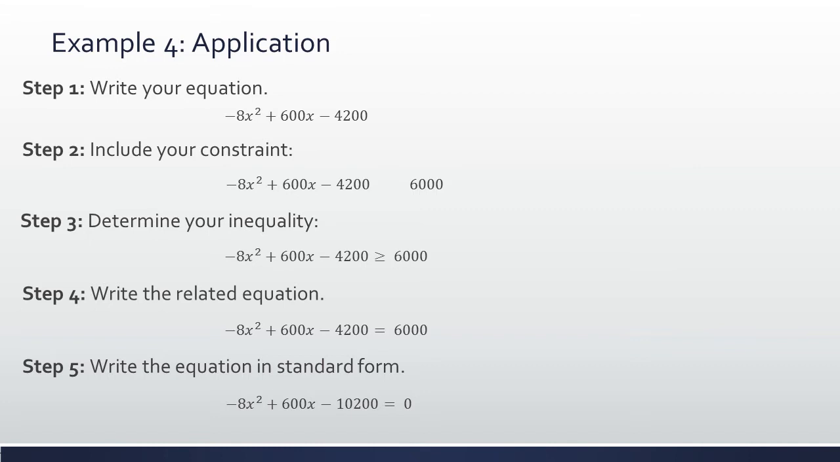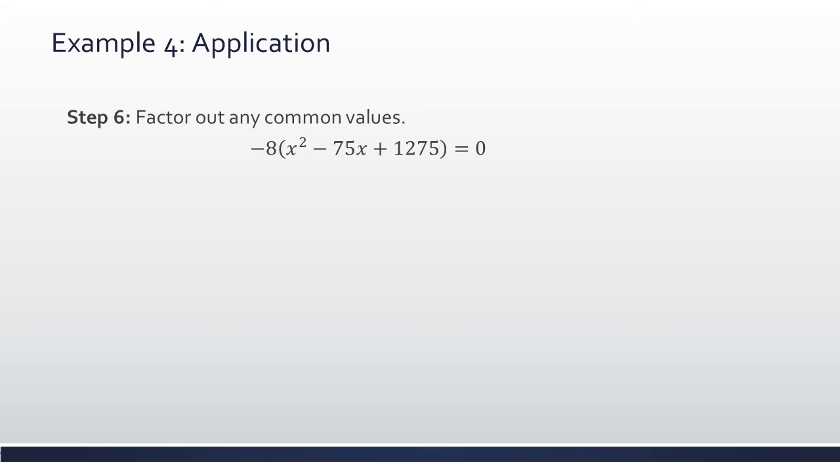From here, just start factoring. So factor out anything that's in all the values. You want your x squared to be by itself if at all possible. So we're going to factor out negative 8. I'm going to divide each term by the negative 8. So negative 8x squared divided by negative 8 leaves me with 1, with the negative 8 out front. 600 divided by negative 8 is negative 75. And negative 10,200 divided by negative 8 is 1,275.